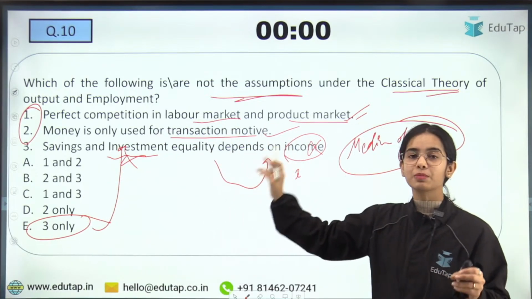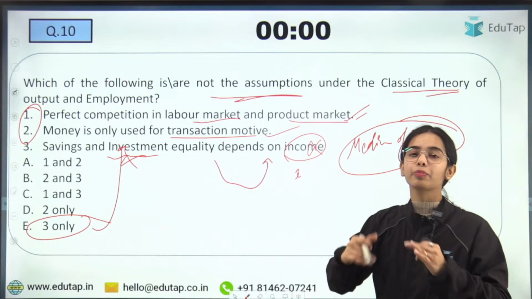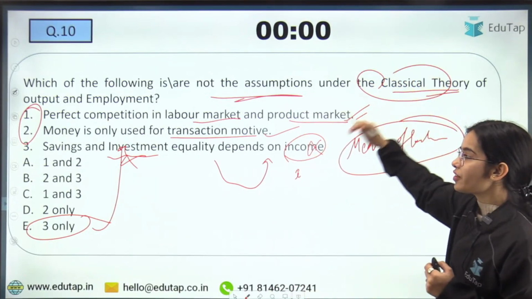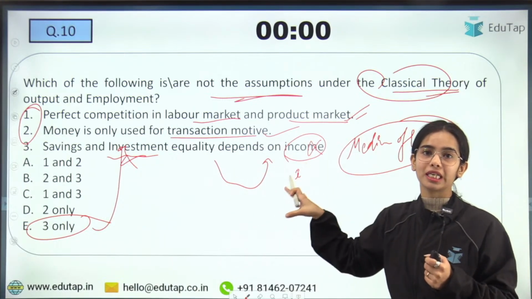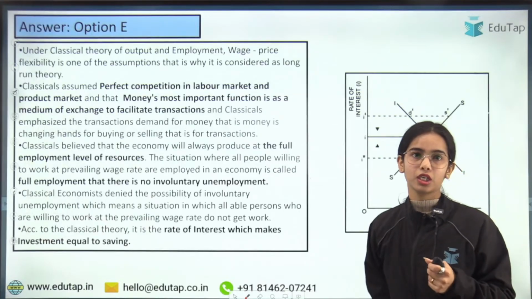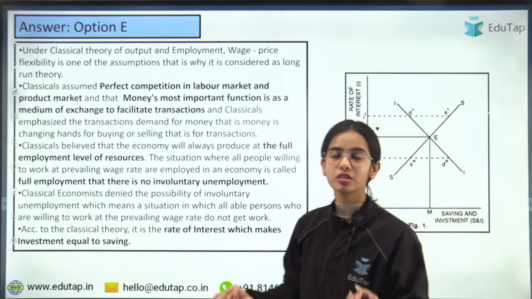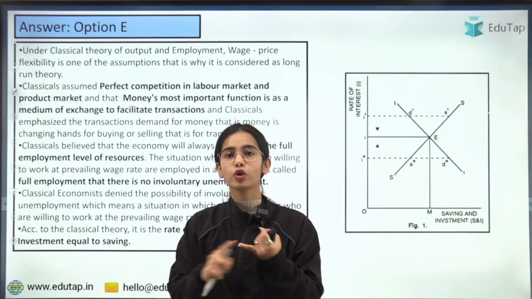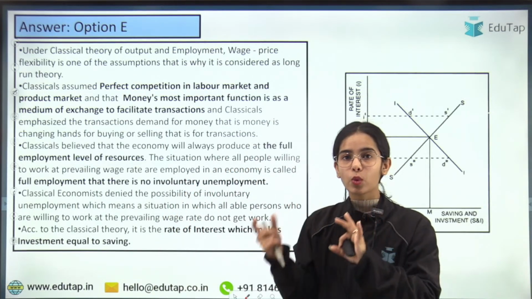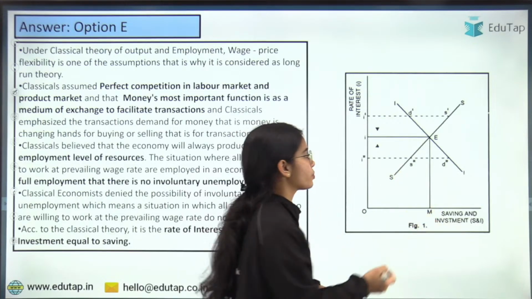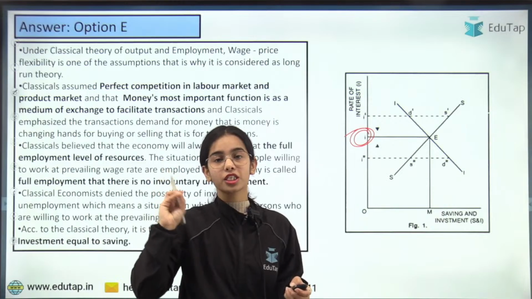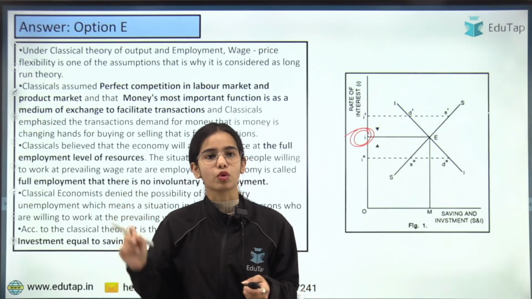The saving and investment equality, as per Keynes, depends upon income, but as per classicals, the saving and investment equality depends upon the interest rate. So the third is the incorrect statement. These are the assumptions given by classicals: there is full employment, there is no involuntary unemployment, and the equality between saving and investment is brought by the interest rate. So the third statement was incorrect, and that's why E was the answer.